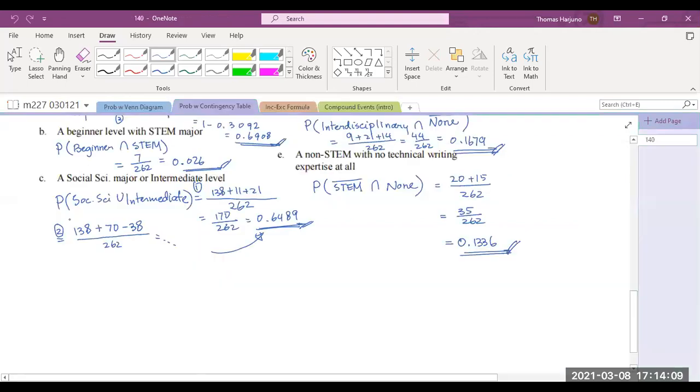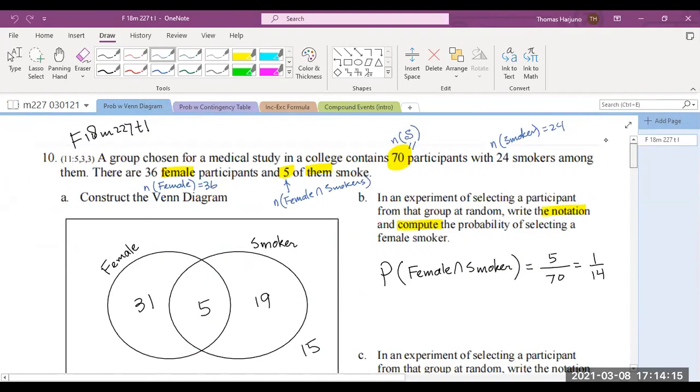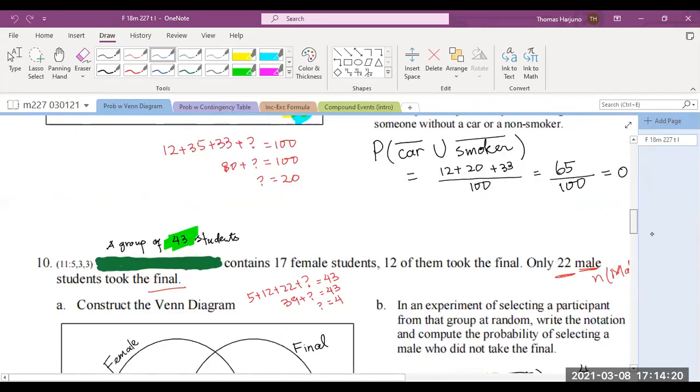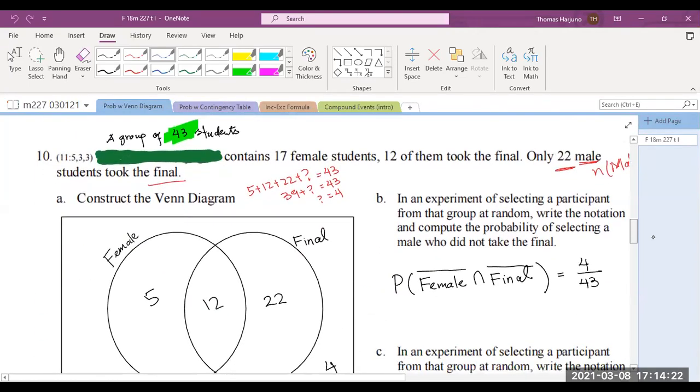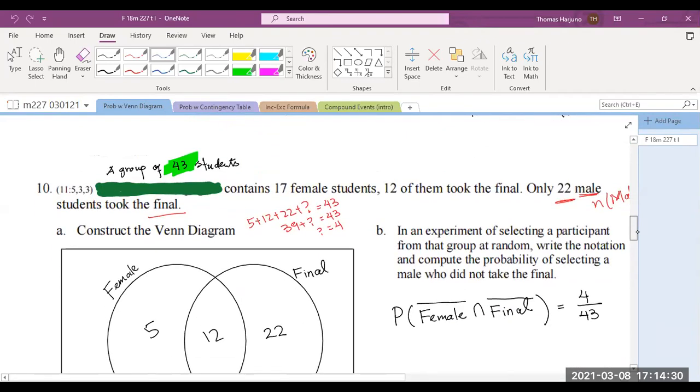So, Venn diagram. Yeah, 2 circles, 3 circles, right? You see that we did this one, and then we did this one. Smokers. Oh, this is the one. Yeah, this is the one. Exactly the same.